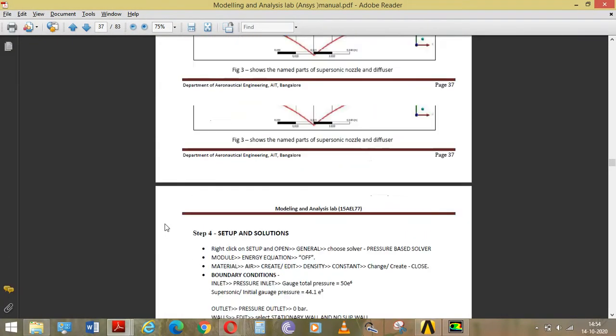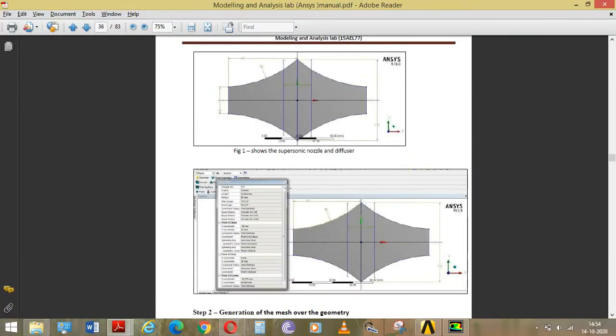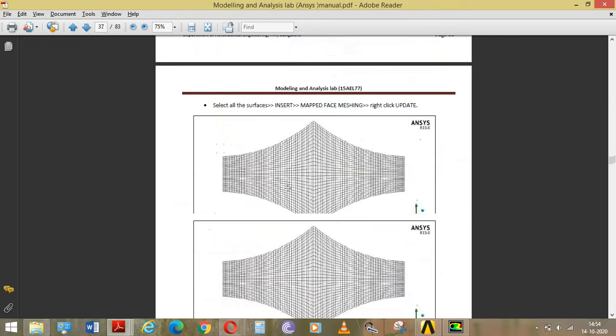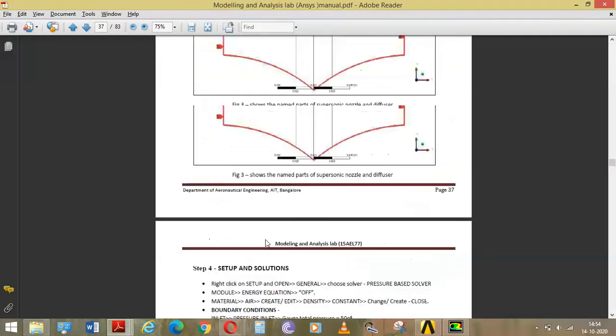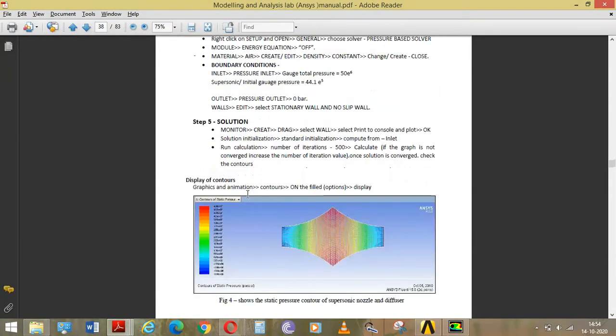No need to put these meshing and all in your record when you write it. No need to put the meshing and contours and all. Initially you just draw the geometry. Later on, you have to take printout and stick it in the record after doing the simulation. When you come to college, or if you have software, you can do it at home. You can take printout and stick. If you don't have any software, you can come to college.